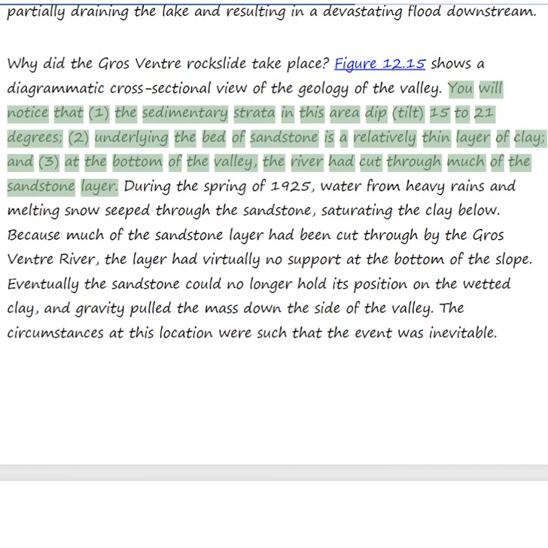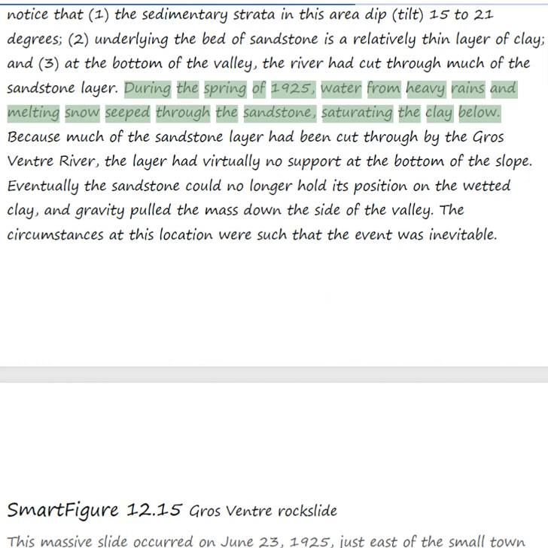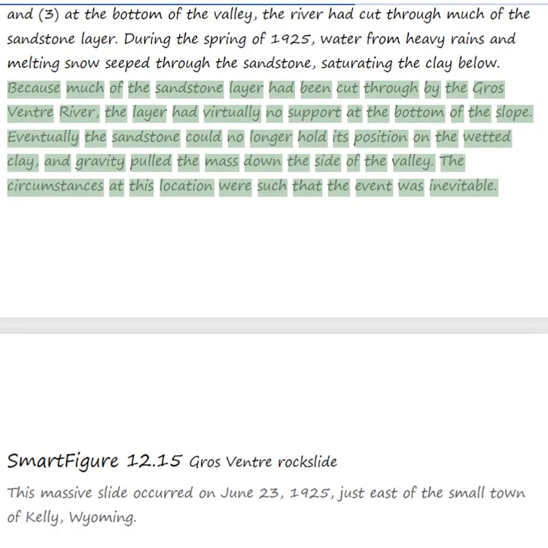You will notice that the sedimentary strata in this area dip 15 to 21 degrees. Underlying the bed of sandstone is a relatively thin layer of clay, and at the bottom of the valley, the river had cut through much of the sandstone layer. During the spring of 1925, water from heavy rains and melting snow seeped through the sandstone, saturating the clay below. Because much of the sandstone layer had been cut through by the Gros Ventre River, the layer had virtually no support at the bottom of the slope.